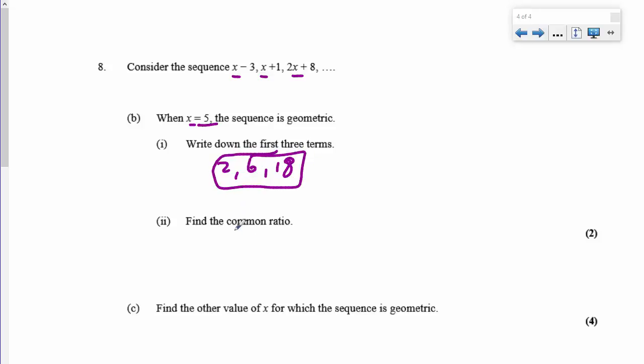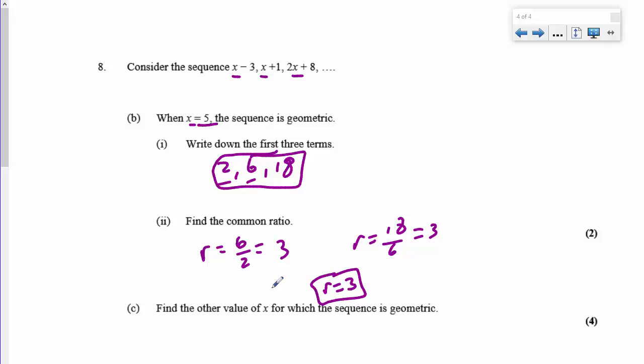All right, find the common ratio. That's easy. You just take one term and divide it by the one in front of it. So it's 6 divided by 2, which will equal 3. Or I could have said r is 18 divided by 6, which is also 3. So basically what you're getting out of this is that r is in fact equal to 3.